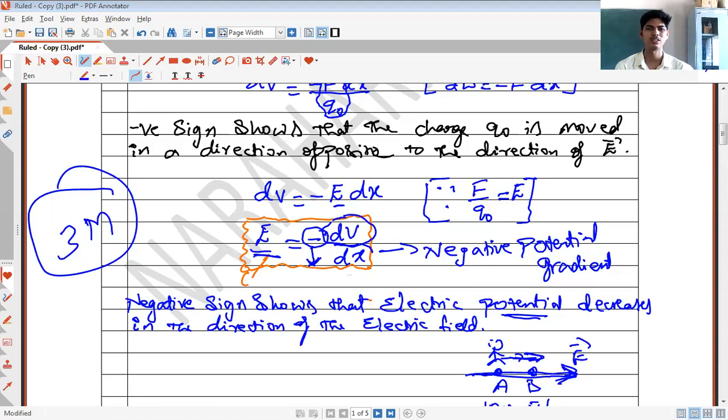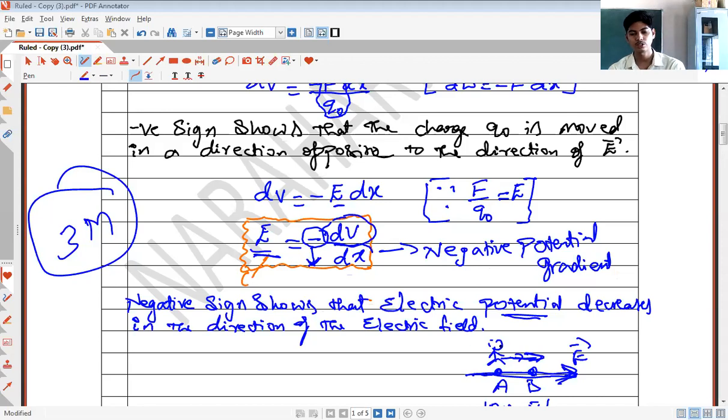Derivation clear? It is simple. Define potential difference: dV is equal to dW by Q naught. Write work done as minus F into dx divided by Q naught. Retain the minus, and write F by Q naught as E, with dx as it is. So E becomes minus dV by dx. You must know its significance. If someone asks you tomorrow morning whether, in the direction of the electric field, the charge moves from higher potential to lower potential or from lower potential to higher potential, you must be able to answer.